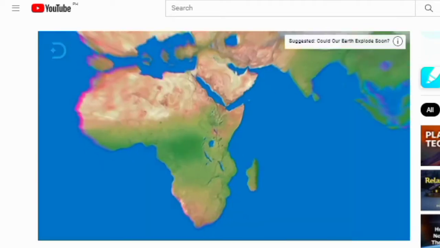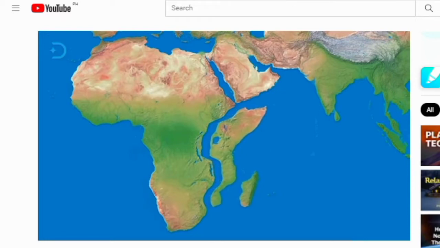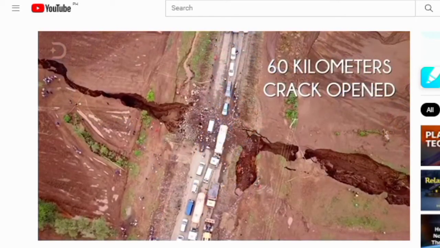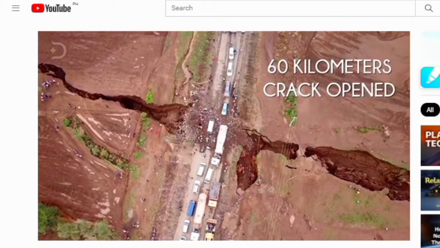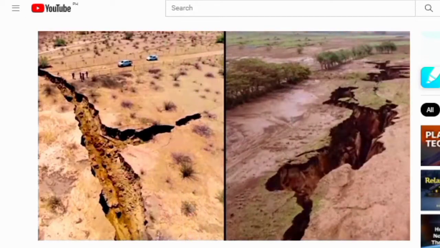It's now known that the continent of Africa will split into 2 pieces, and the smaller continent will include present-day Somalia, parts of Ethiopia, and Tanzania, while the bigger one will include everything else. In 2005, a 37-mile crack opened in Ethiopia and continued to split open 30 feet wide in some places over a period of 10 days.